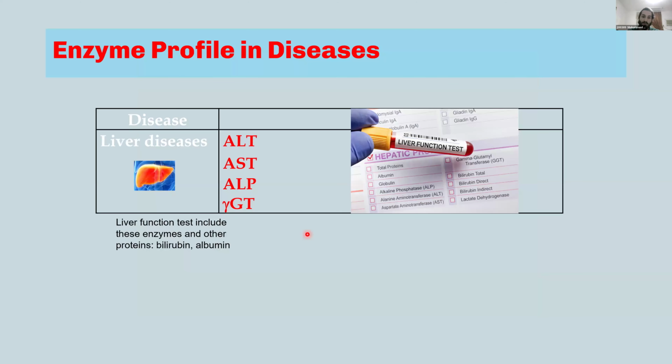Now we finish the heart, we go into the liver. We have 4 enzymes to check in the liver: ALT, AST, ALP, and gamma GT. Now these are enzymes, but if you say liver biomarkers or liver profile, it includes these enzymes plus other stuff like albumin and bilirubin. When you're doing GI, you will know this stuff. So albumin, bilirubin plus these enzymes are all called liver profile or liver biomarkers.